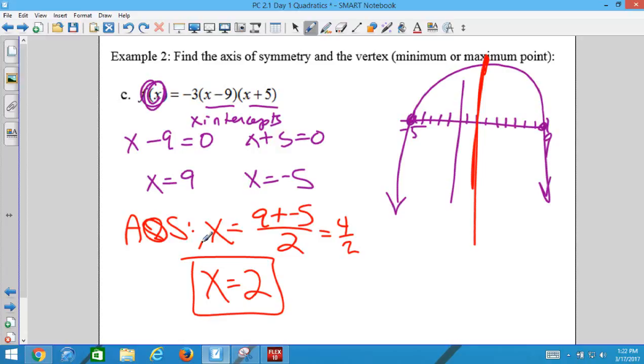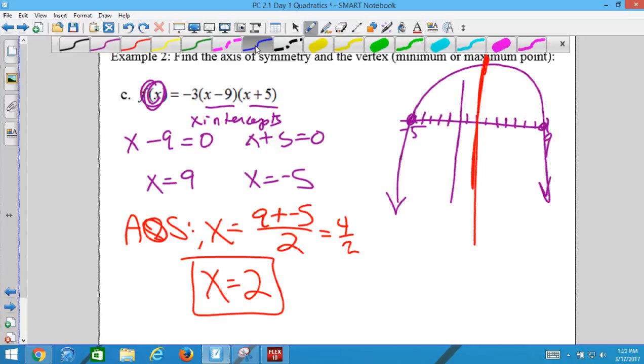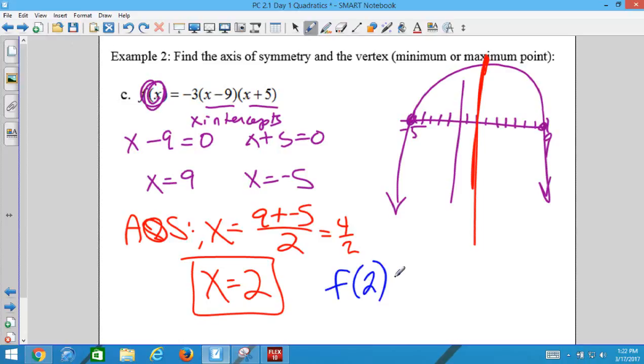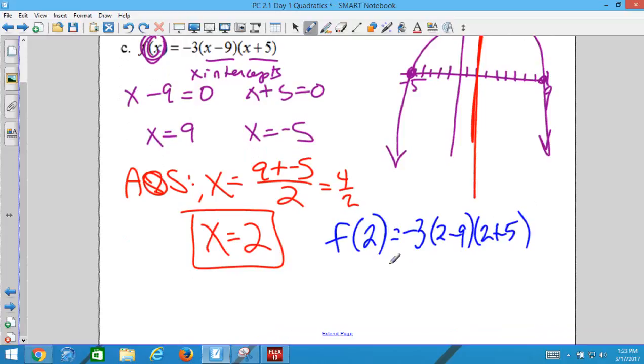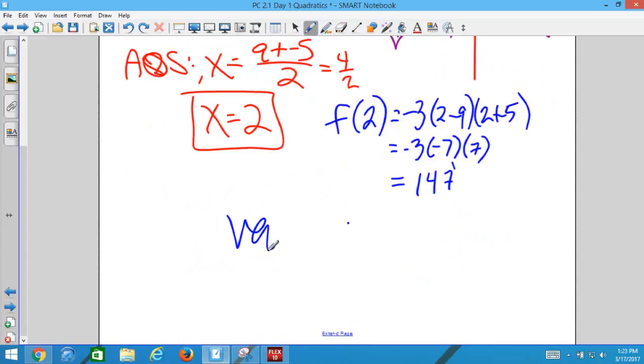And how do we find our vertex once we know the x part of the vertex? You plug the axis of symmetry value in for x in the equation. So we're going to do f of 2. So we're going to do negative 3 times 2 minus 9 times 2 plus 5. Negative 3 times negative 7 times 7, which is 147. So our vertex is 2, 147.